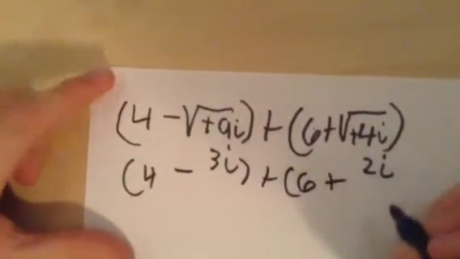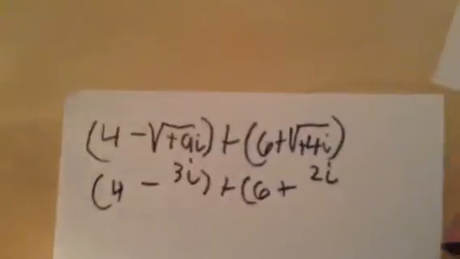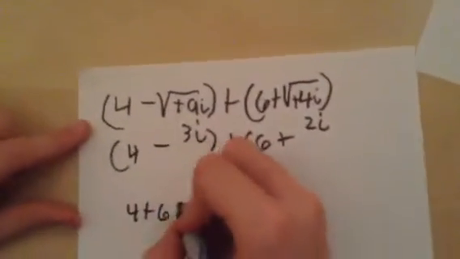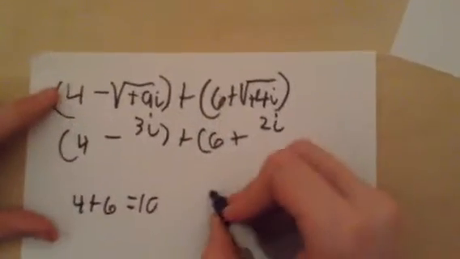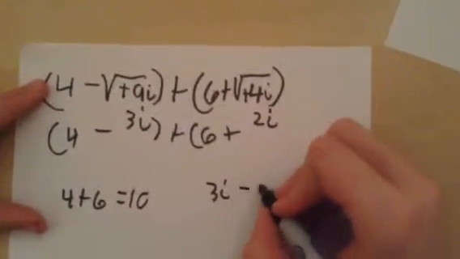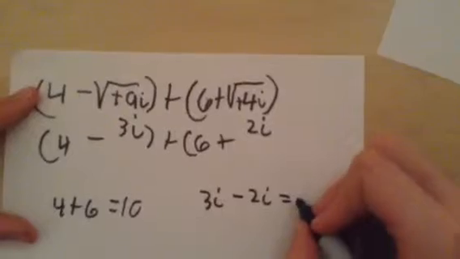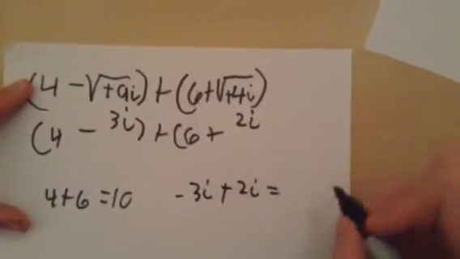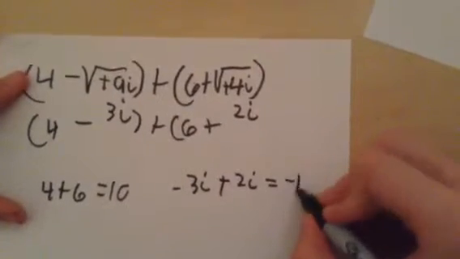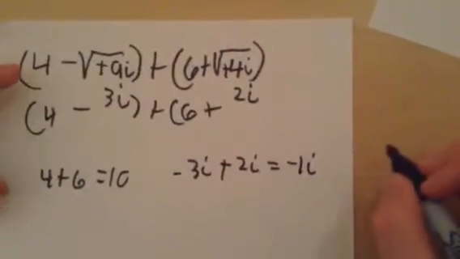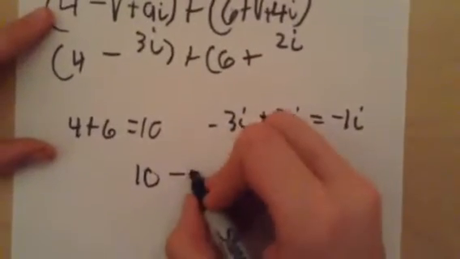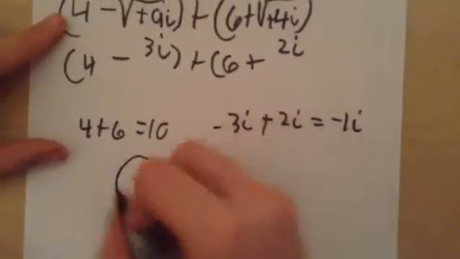6 plus 2i. Okay, so then you're going to combine like terms. So you have 4 plus 6 equals 10, and you would have -3i plus 2i, and then you have -1i. And so the answer would be 10 minus 1i. And that's the final answer.